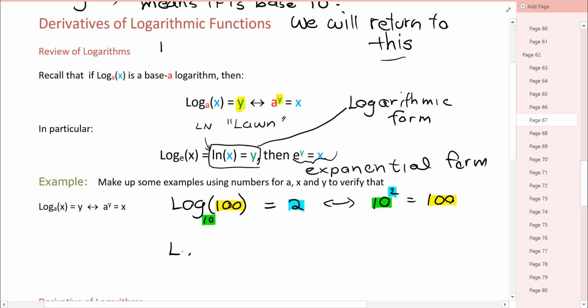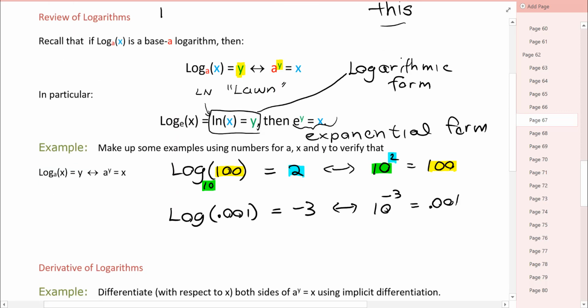So log base 10 of, how about 0.001? -3. Okay, so that means that 10 to the -3 equals 0.001, which is the same as 1 over 10 to the +3, which is the same as 1 over 1,000, which is 0.001. Base 10.